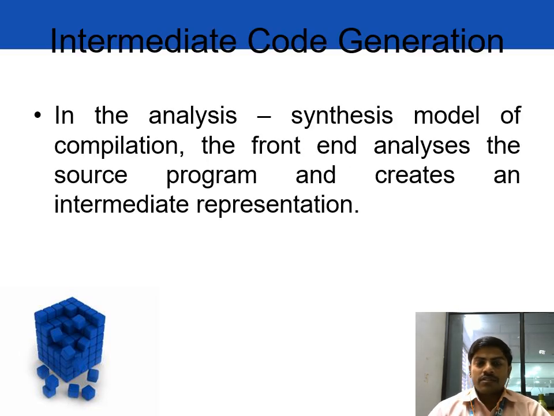What is intermediate code generation? In the analysis synthesis model of compilation, the front end analyzes the source program and creates an intermediate representation. From the phases of compiler, we understood that the source program is converted into the target program by converting in between to the intermediate code. The intermediate code is neither in the form of the source code nor in the form of the target code. That is the property held by the intermediate code. The purpose of the intermediate code generation is to smoothen or simplify the process of code generation.